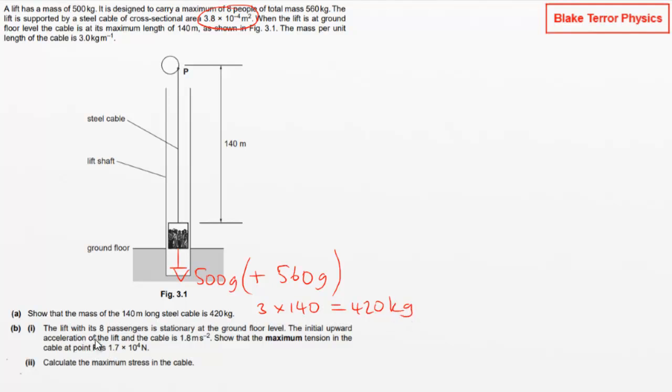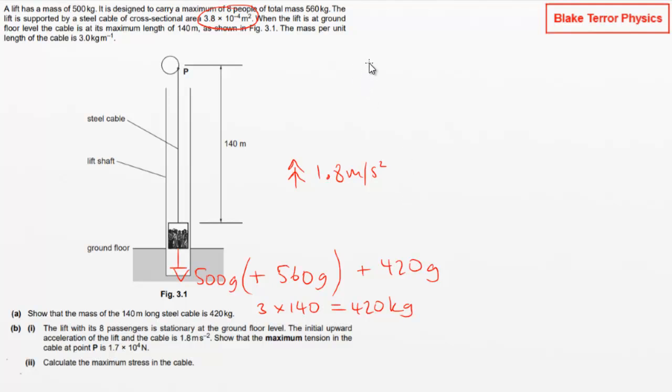The lift with its 8 passengers is stationary at the ground floor level. The initial upward acceleration of the lift and the cable is 1.8 meters per second squared. Show that the maximum tension in the cable at point P is that. Right, so this is a maximum because when we start winding the cable, we're going to get less mass in that. So the total force going downwards is when we need another 420 g. So we've got all of this added up in order to have the downwards force.